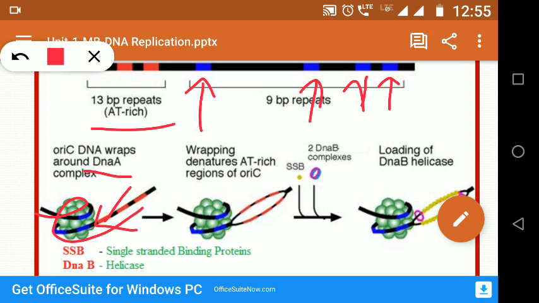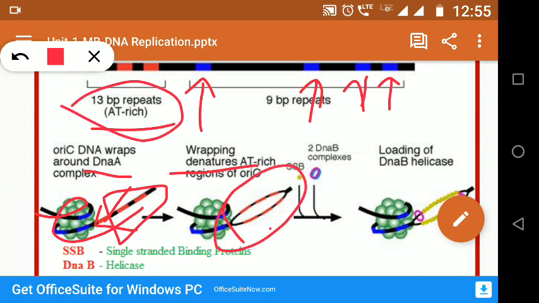Because it is AT-rich, the base pairing between these two strands will be weak, because A interacts with T by means of only two hydrogen bonds. The AT base pair is weaker than the GC base pair. That is why this region easily gets unwound. Now this causes unwinding, which in other words is also called denaturation. The denaturation of the double strand takes place at the 13 base pair repeat region. So now, as the unwinding takes place, what happens?